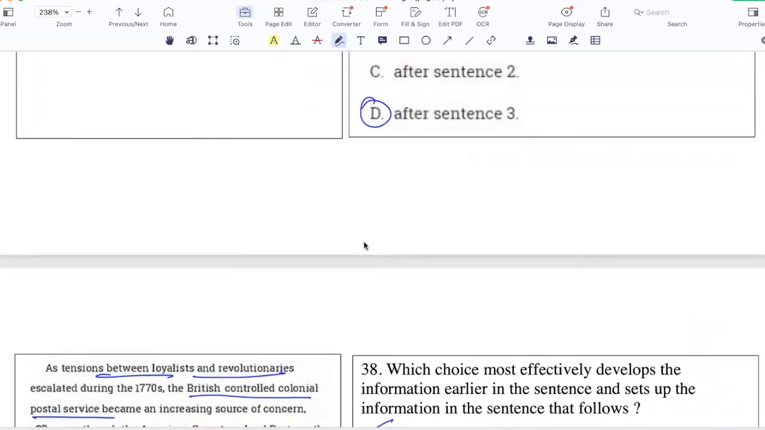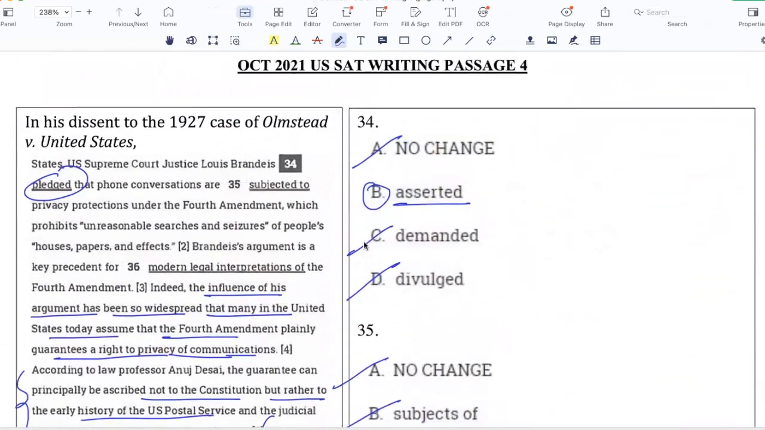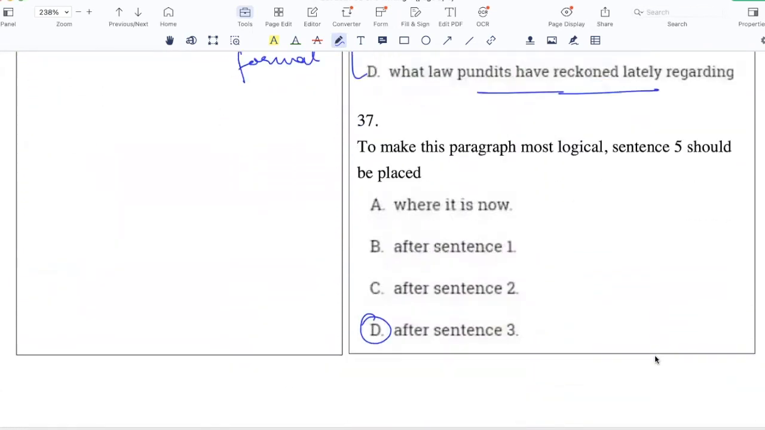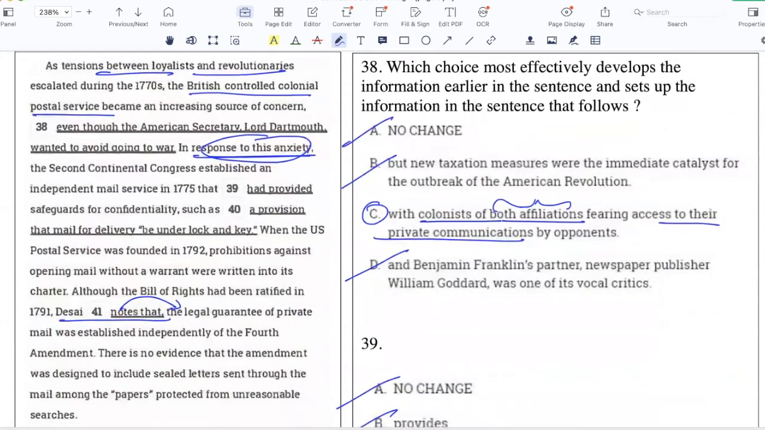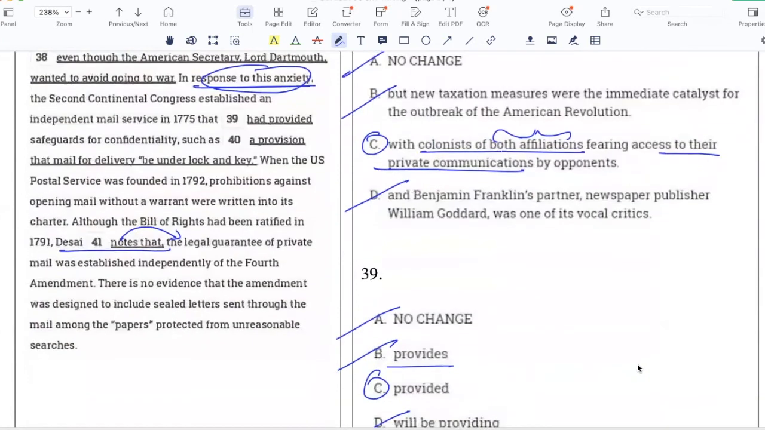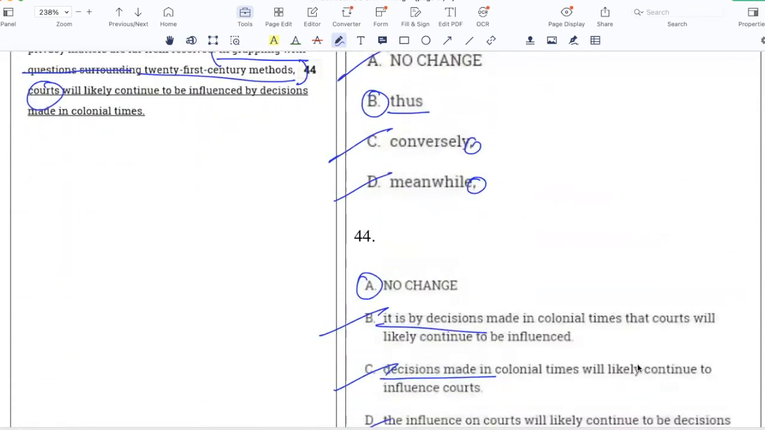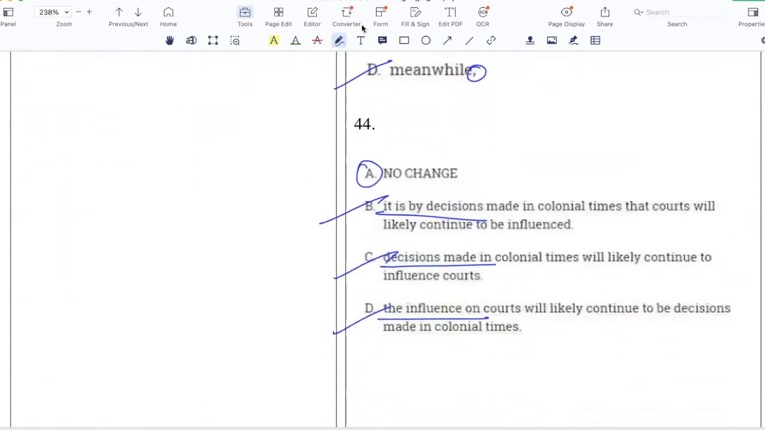Okay, let's grade this. BDADC, BDADC, and CABDBA. Okay, great. So we got all correct.